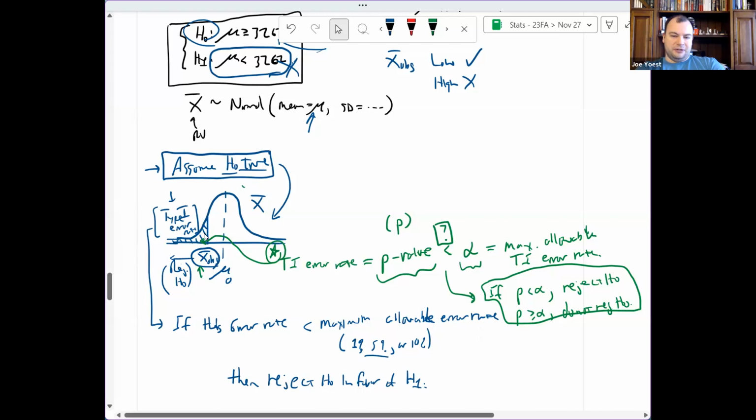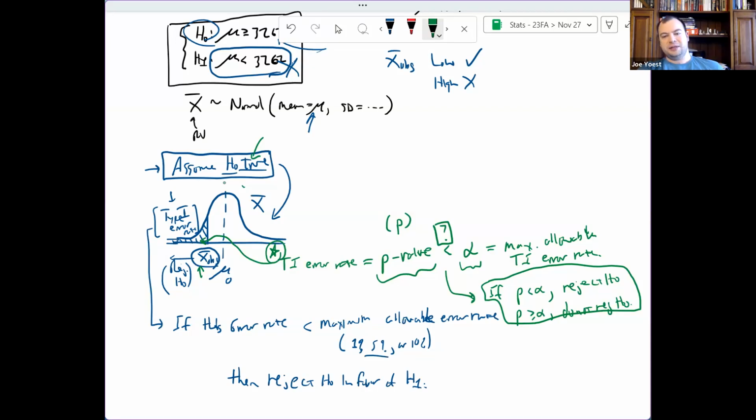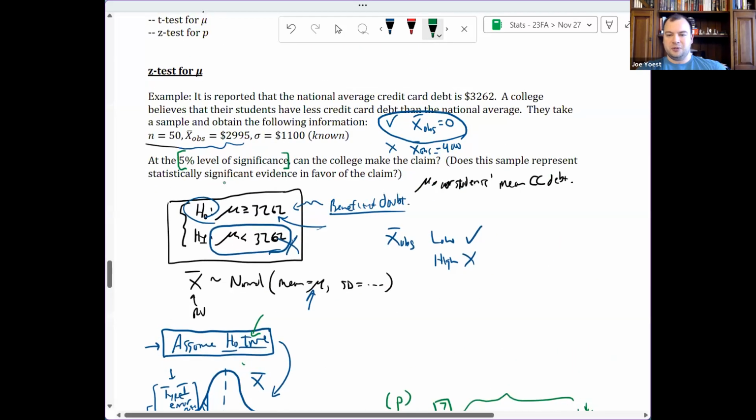So this area to the left of X bar observed, this is when we would reject the null even though it's true. This is when we would make a type 1 error. The type 1 error rate is this area in this normal distribution to the left of X bar observed. And that type 1 error rate we call the p-value. Typically, we just write p for it. And we compare that to the preset, predefined maximum allowable type 1 error rate, alpha. In this particular problem, that would be 5%.